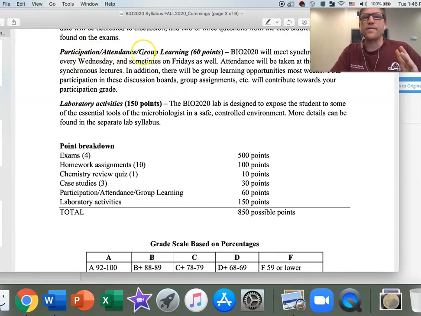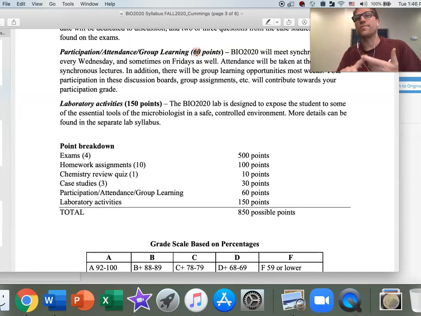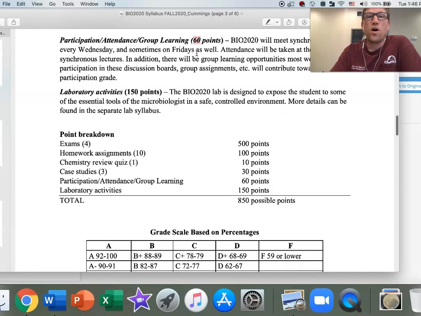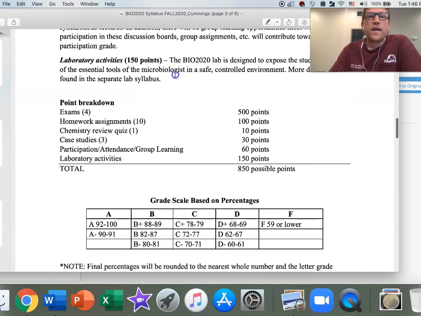There'll be a variety of activities scattered throughout that'll add up to 60 points. That's going to be like showing up for class, participating in discussions. We may have some group learning activities we throw in there, a whole variety of things. So just make sure that as we're going along, as we create opportunities for you to study and be involved, that you are choosing to be involved. Your lab, like I said, there'll be a separate lab syllabus, and we'll talk about that there.